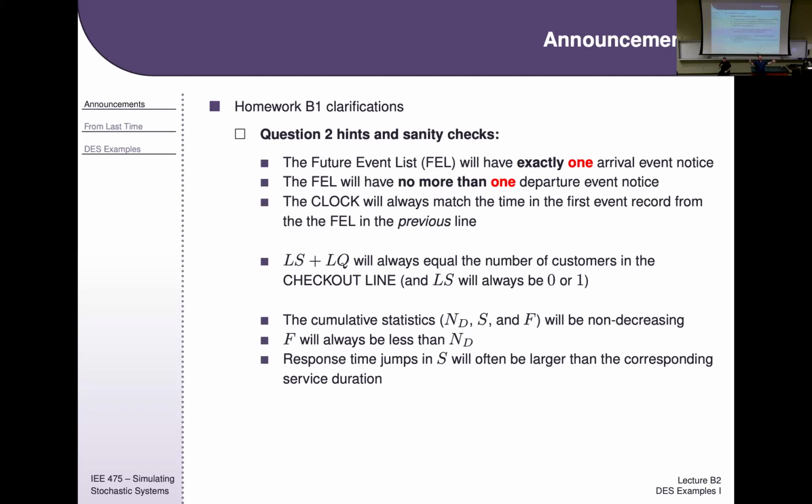And that should be larger than the service time that was associated with that entity, because most of these entities will have to wait because they will arrive to a busy system. So those are spot checks that after you do your tables, you should be able to run through.